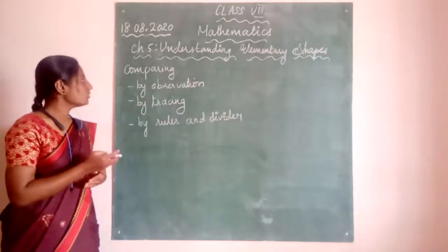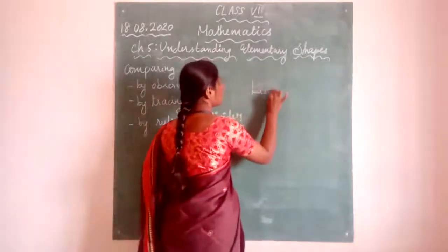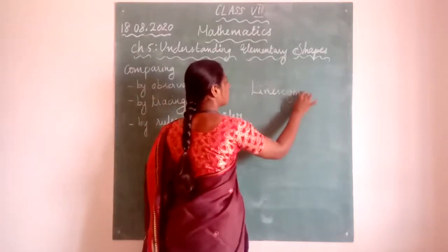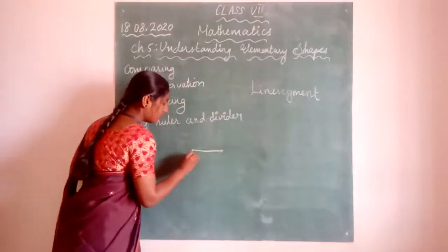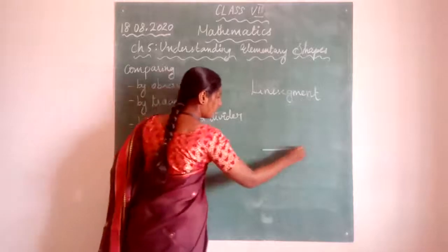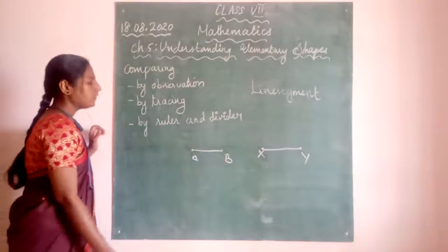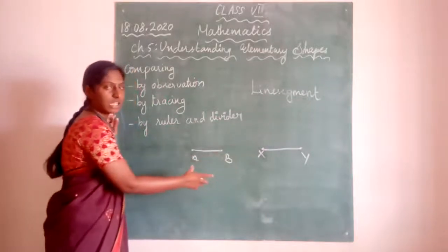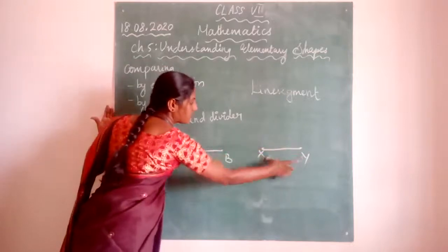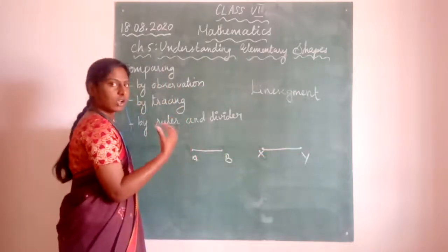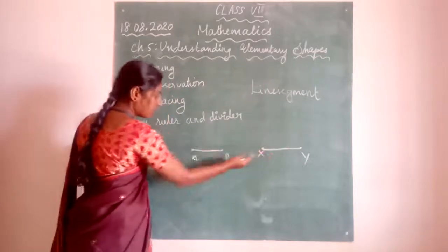Okay, so here the first thing we are going to learn is line segment. We already learned about line segment in the previous chapter. If you have two line segments, let me name one AB and one more line segment XY. Now I have to compare these two line segments along their measure. This is the length of AB, this is the length of XY. On comparing, on observing, I can say that XY is longer than AB.